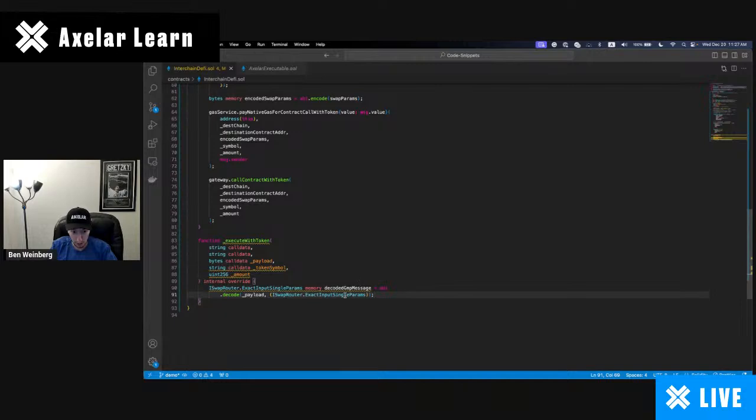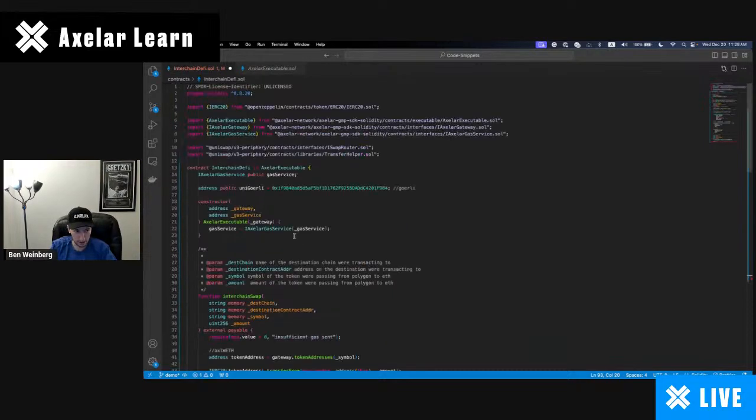Great. So now we have our message that has been sent from Polygon to Ethereum. Keep in mind, this function is going to be executed on Ethereum, not on Polygon. It's going to be executed automatically by an Axelar relayer. So the first thing we want to do is decode this message. Now that we have it, we can call the swap router.